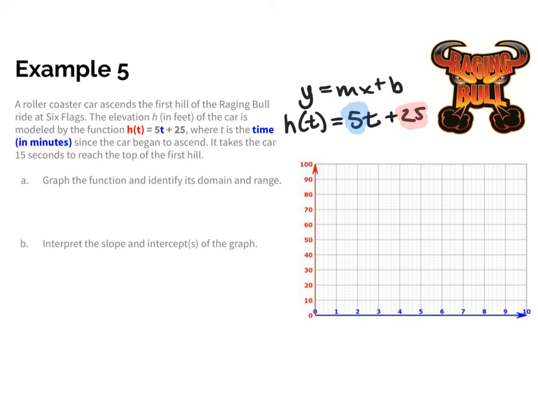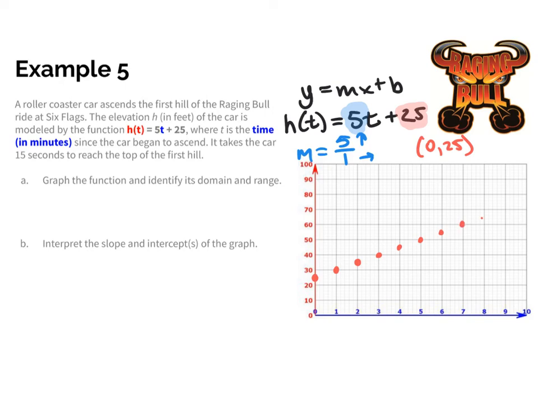Even though it's written with different letters, it's still the same form. So to follow my graphing rules, I'm going to start off with my y-intercept, which is the point (0, 25). I'm going to plot that point on my graph. And then my slope, m, is going to be 5 over 1, which means up 5 and right 1. So on my graph, I would go up 5 over 1.